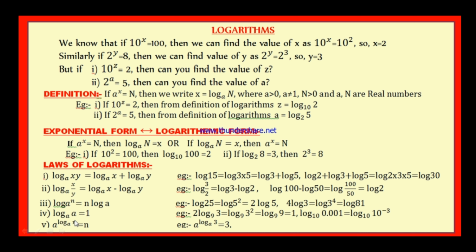And the fifth law, a power log n to the base a is equal to n. A power log n to the base a is equal to n. Here is an example. A power log 3 to the base a, whose value is 3. If you find any type of such equations, you can use all these laws of logarithms so that you can simplify the given equations in logarithms.